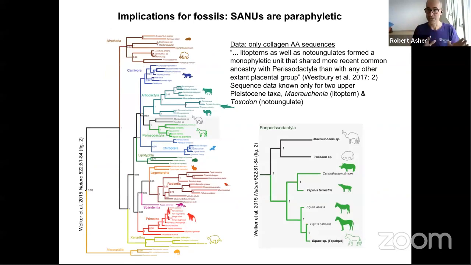So now I want to tell you a little bit about some of the concrete implications that this method has for understanding one particular group of fossils, which are the endemic South American ungulates. This is a very diverse group.